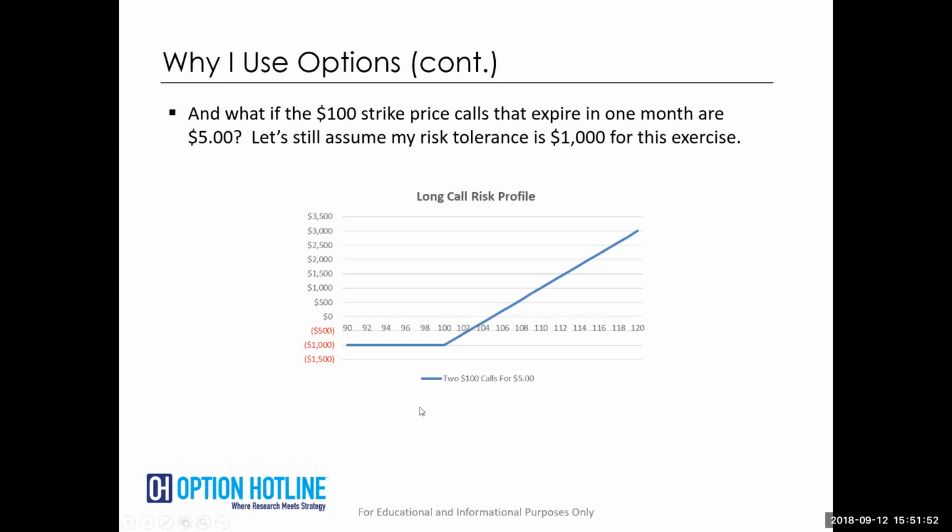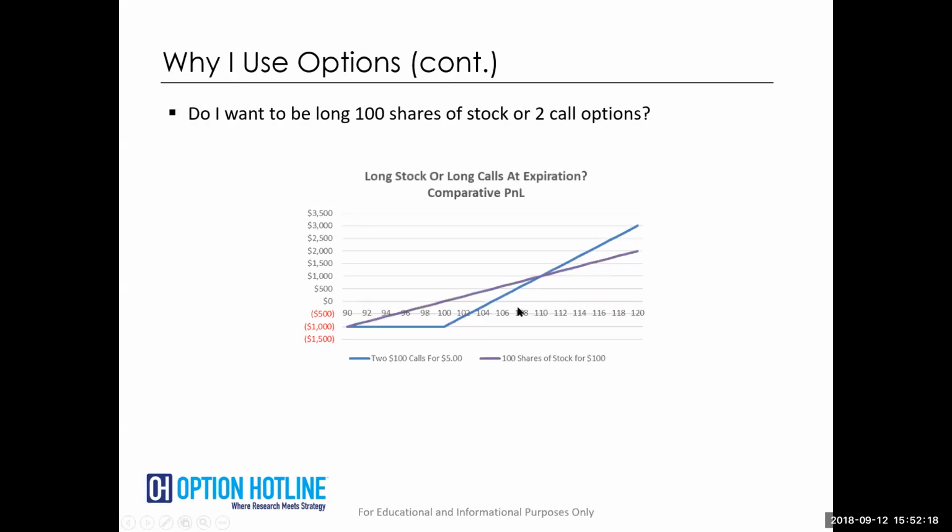I have this option that gives me the option to buy more shares than I could have otherwise afforded. I could buy 100 shares, use up $10,000 of capital, risking $1,000, or I can buy 2 calls, using up $1,000 of capital and giving me the right to own 200 shares. But I have to see the price increase in order to make money. And that's what we're seeing here.